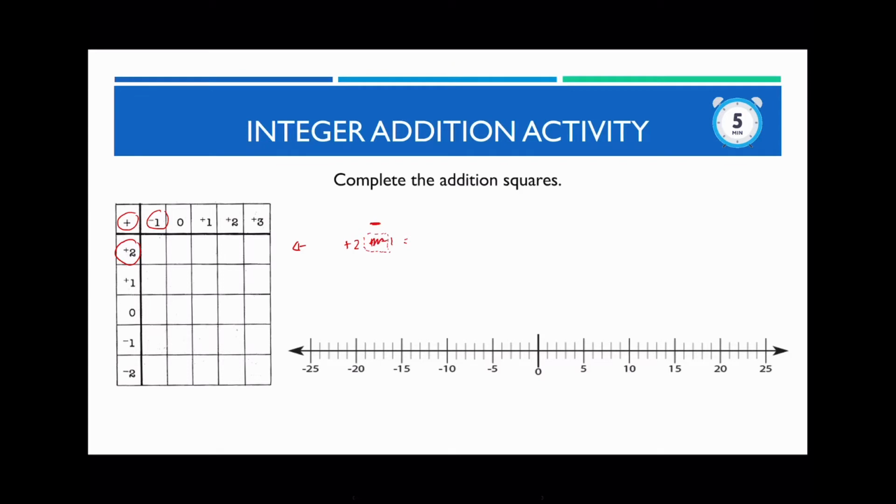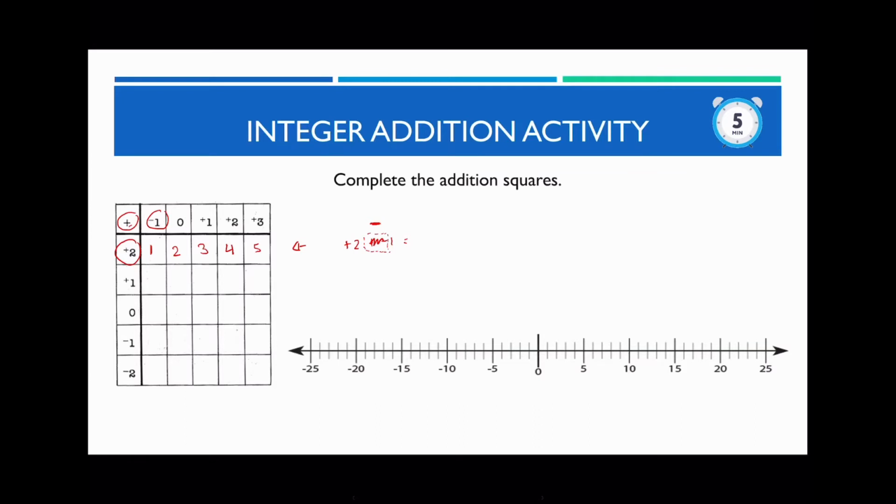So therefore, when I'm reading this equation, it essentially becomes +2 take away 1. We know that 2 take away 1 is equal to 1, so 1 goes here. We'll do the exact same thing. So now +2 plus 0 is equal to 2. 2 plus 1 is equal to 3, 2 plus 2 is equal to 4, 2 plus 3 is equal to 5. So that's how we fill out the first row.